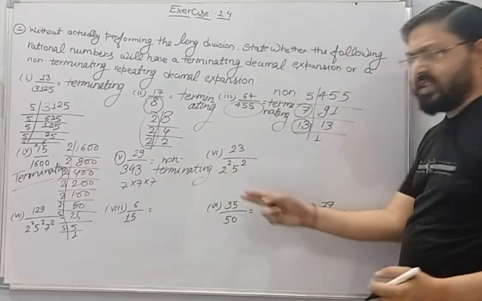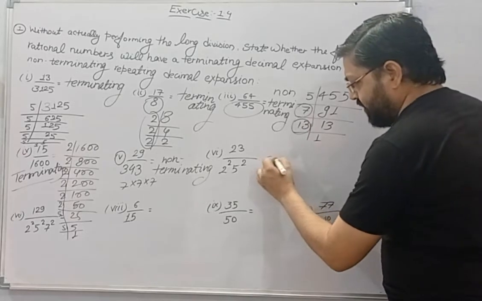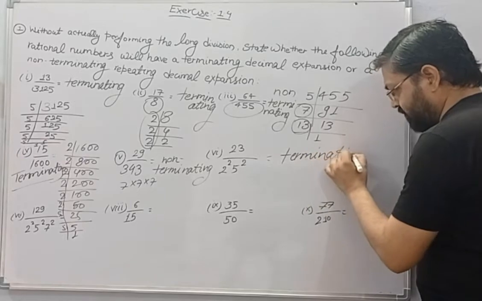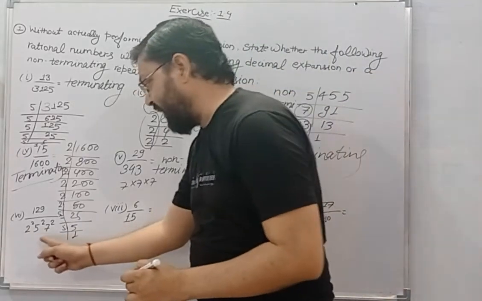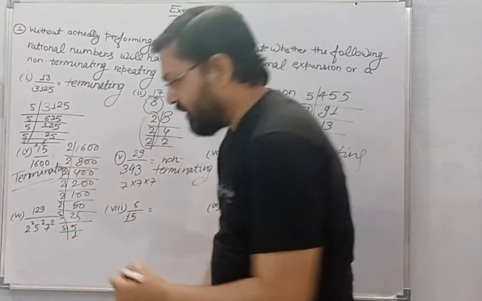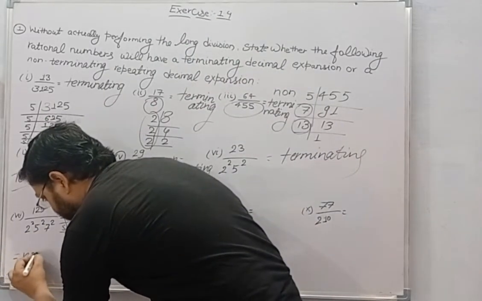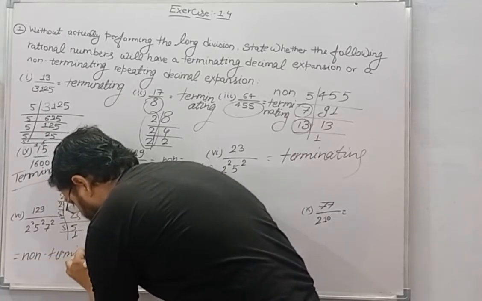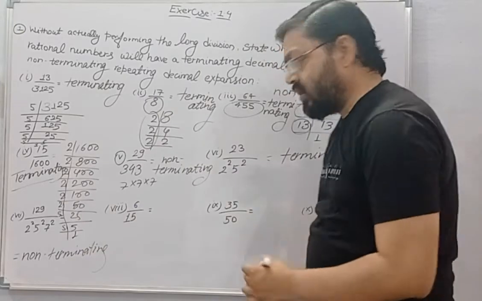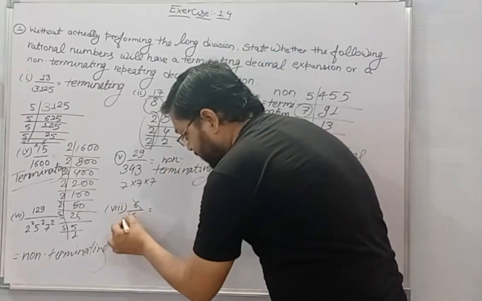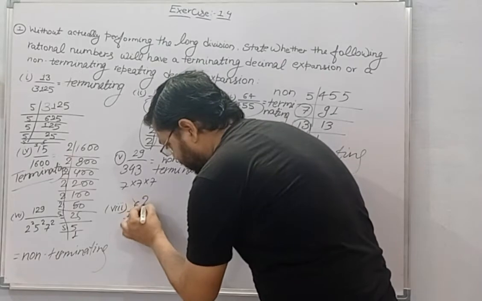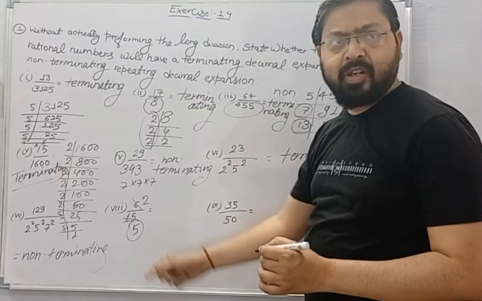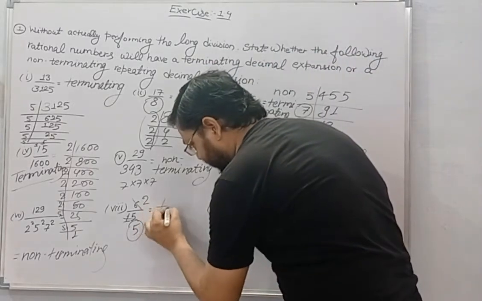Here the factors are already given, 2 and 5, terminating. Here 7 is present, so you know the rule, non-terminating, as I told you. Here, first of all, come to the simplest form. The denominator contains 5. You know this is terminating.